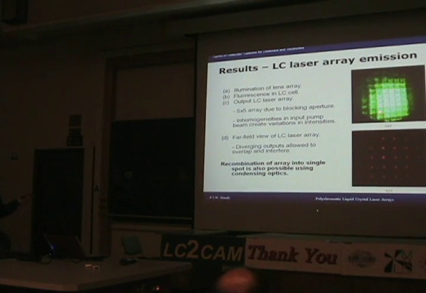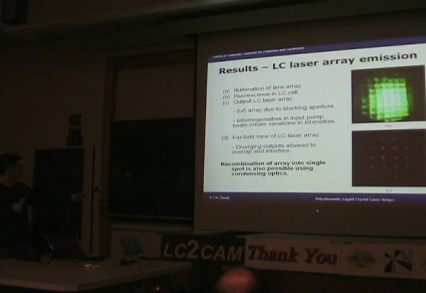So here you see, again, this is the illuminated array, which shows how the intensity of our pump beam is distributed across the array. And this in turn shows you the fluorescence in the liquid crystal cell and the output emission profile of our liquid crystal laser. Now, if we instead remove the microscope objective from the previous slide and allow each of these liquid crystal lasers to diverge, overlap, and interfere with each other, what you find is a far field interference pattern which looks remarkably similar to an Airy disk.